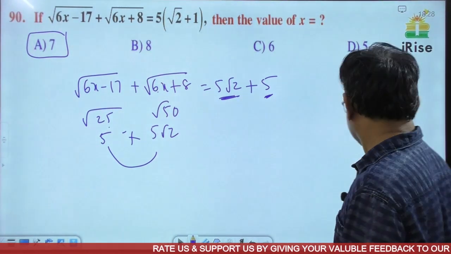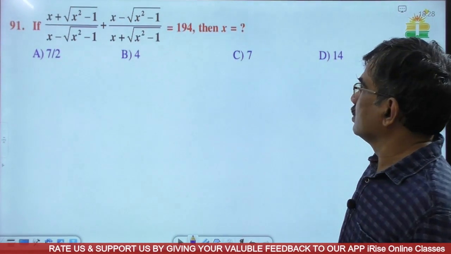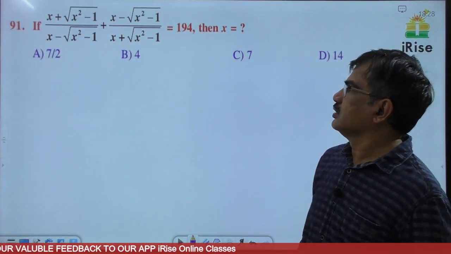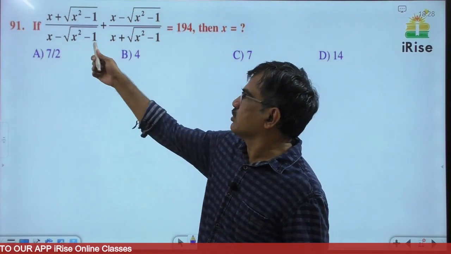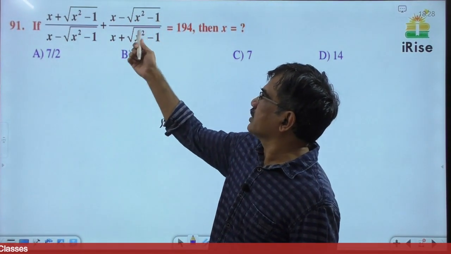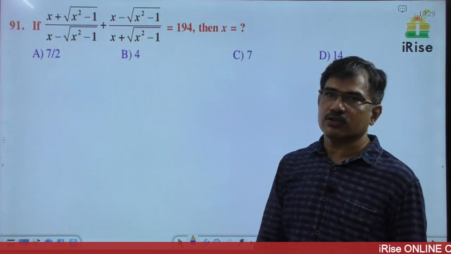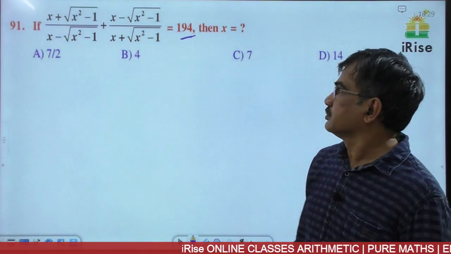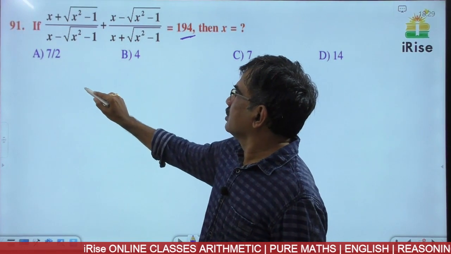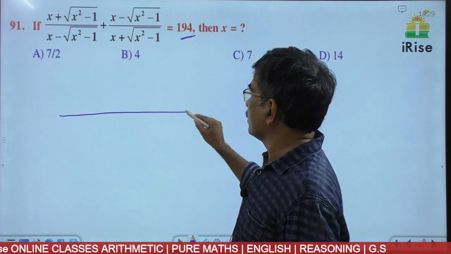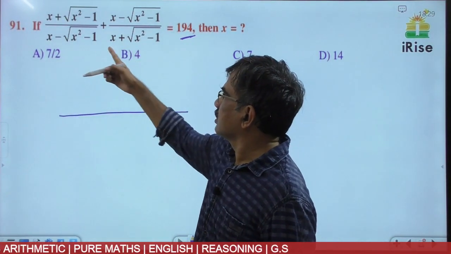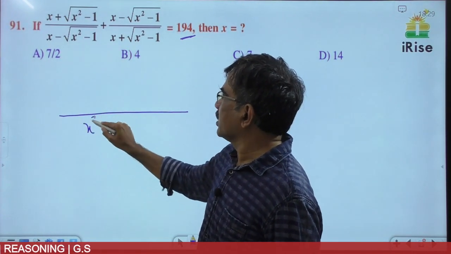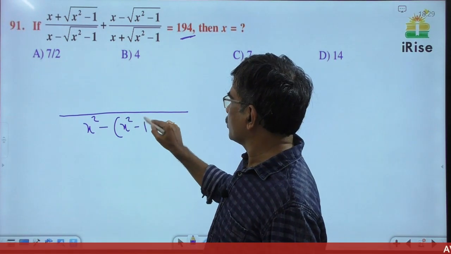Next one. If x plus root of x square minus 1 by x minus root of x square minus 1, plus x minus root of x square minus 1 by x plus root of x square minus 1 is 194, then what is x? Here simplify this. I want to do a direct simplification. The product of these two is nothing but x square minus x square minus 1.